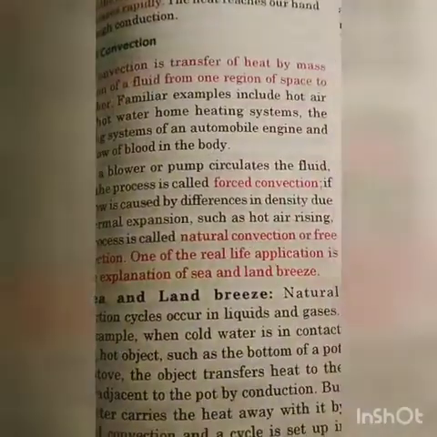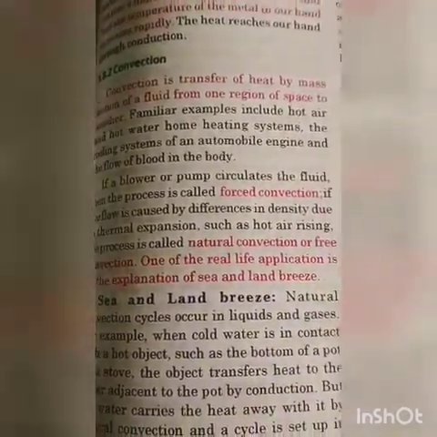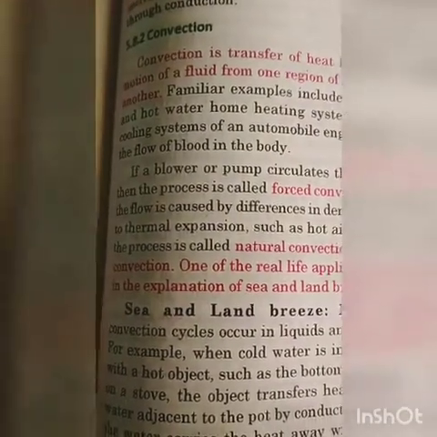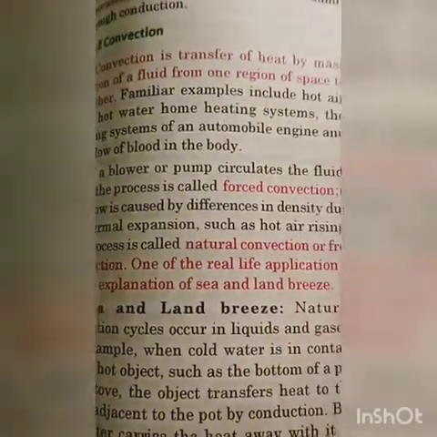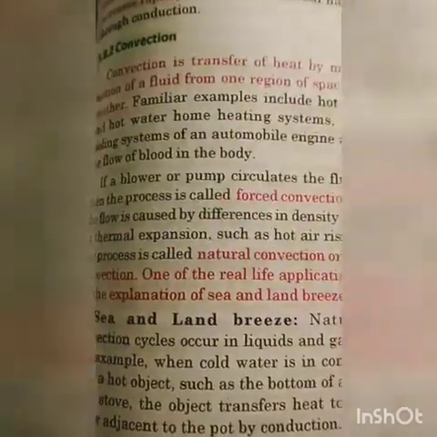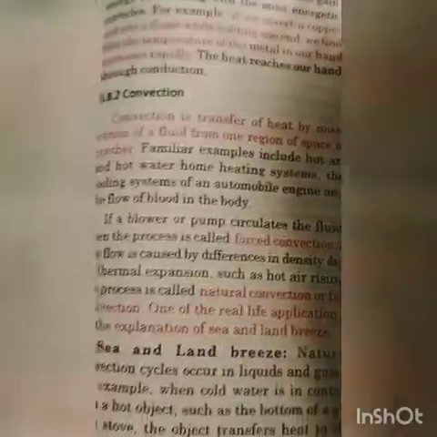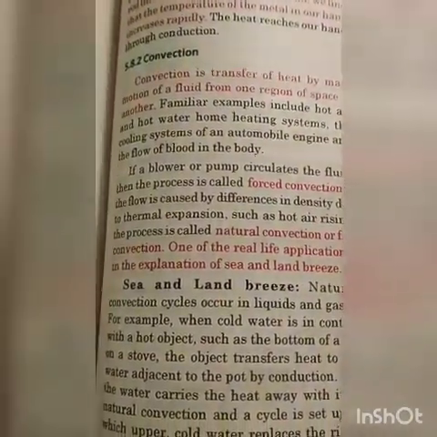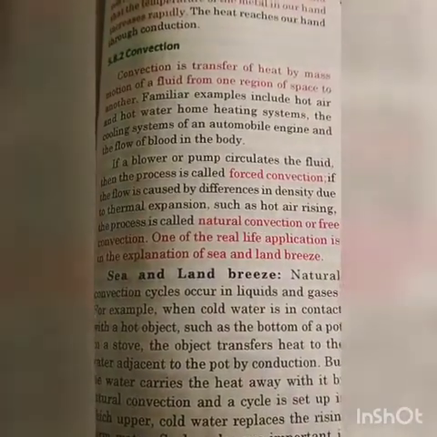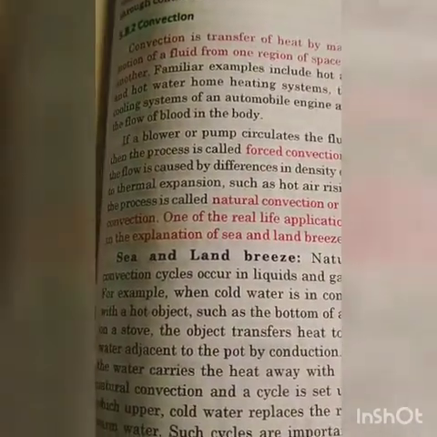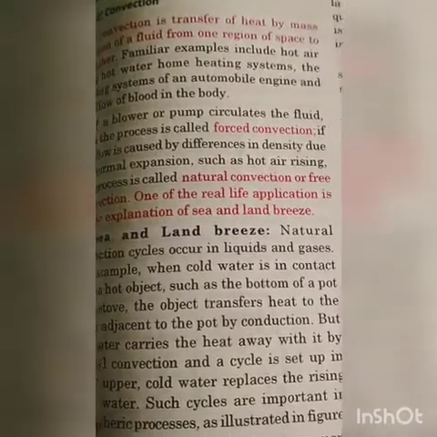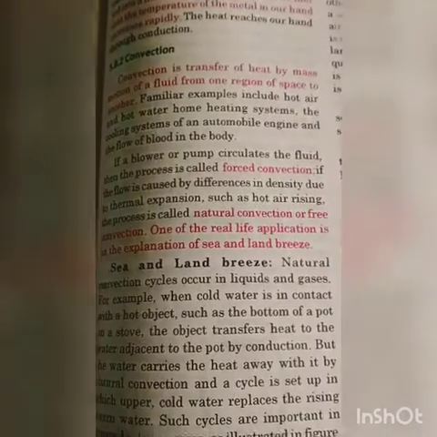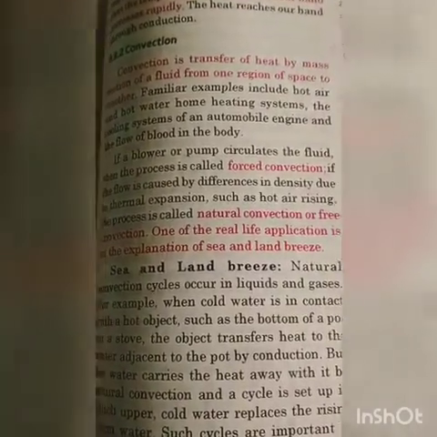So that's how a convection current is formed, and it moves in a cyclic order. The heated water goes up, and the cold water from the other parts comes down. So this cycle goes on until the whole water gains the energy, and the whole water gets heated up.